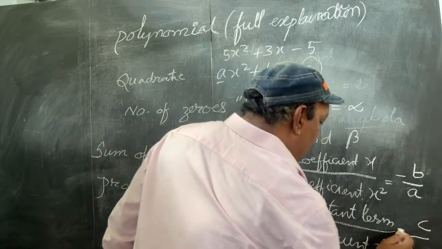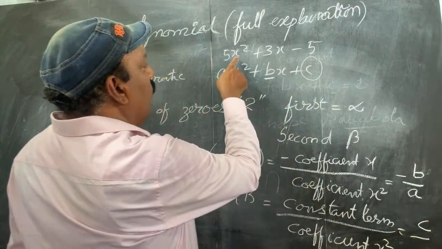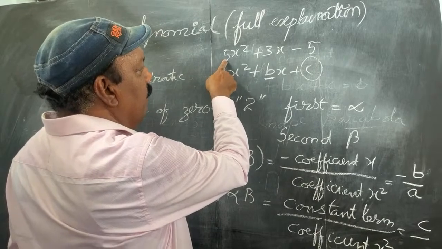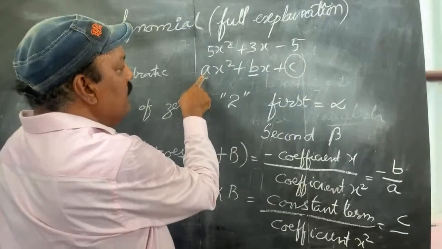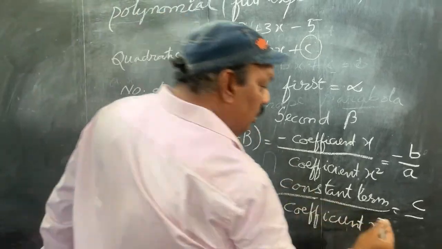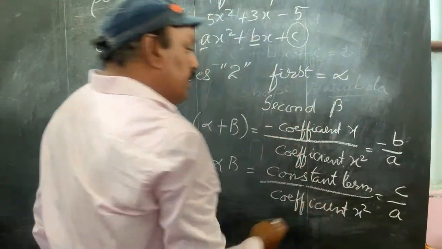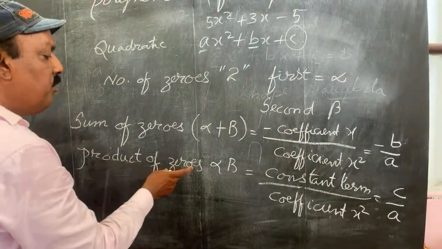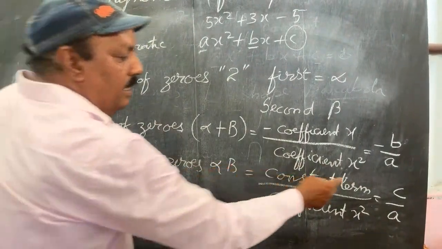C here, and the coefficient of x square. What is there in front of x square? 5 is there, but in the general formula, a is there. The coefficient in front of x square is a. So the formula is c by a. The product of the zeros, alpha into beta, is nothing but c by a.